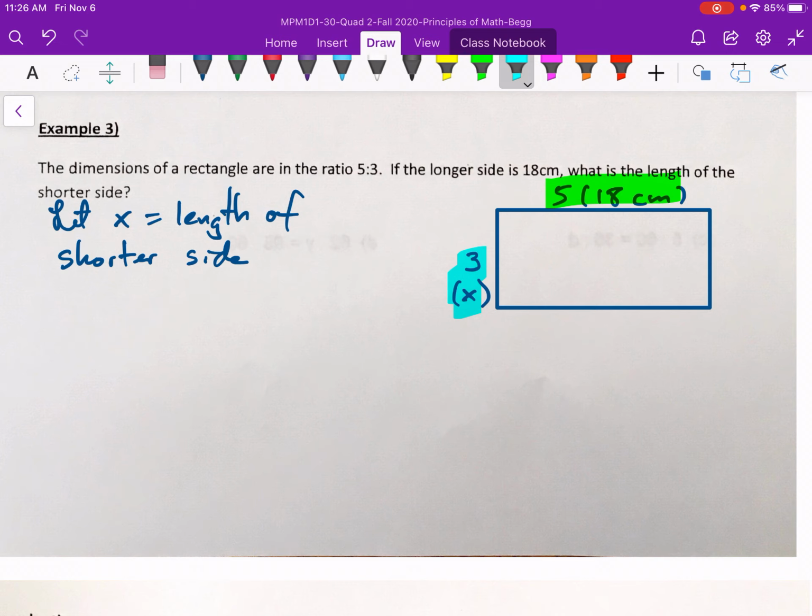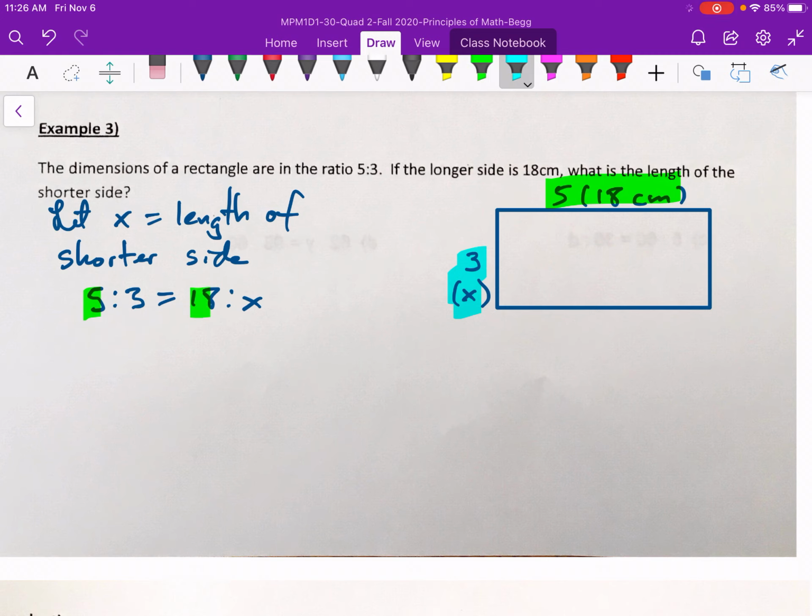Notice how I don't need total parts in this case, because we're not talking about the full perimeter or anything like that. We're just comparing short side to long side. So we don't always have to find total parts. We have to pay attention and see what makes sense. So in this one, it would be 5 to 3 is equal to 18 to x.